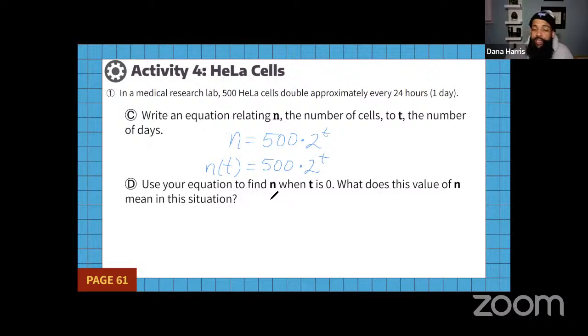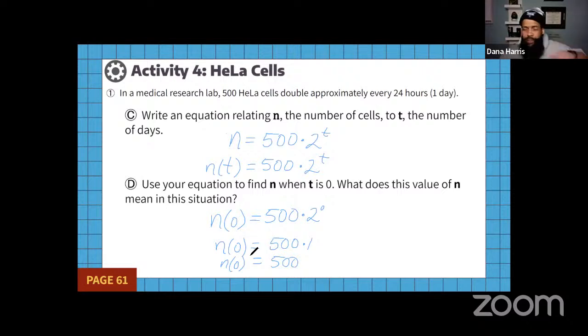Okay. Use your equation to find N when T is equal to 0. What does this value of N mean in this situation? So if I'm going to write it in function notation, T equals 0, 500 times 2 to the 0 power. Remember, any number to the 0 power is 1. So 2 to the 0 power is 1. So N of 0 is 500 times 1, which equals 500, okay? So what that's saying is when the time is 0, there are 500 HeLa cells.